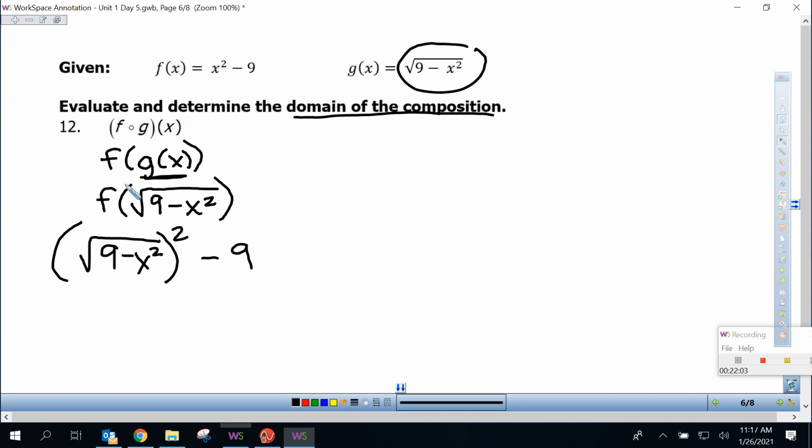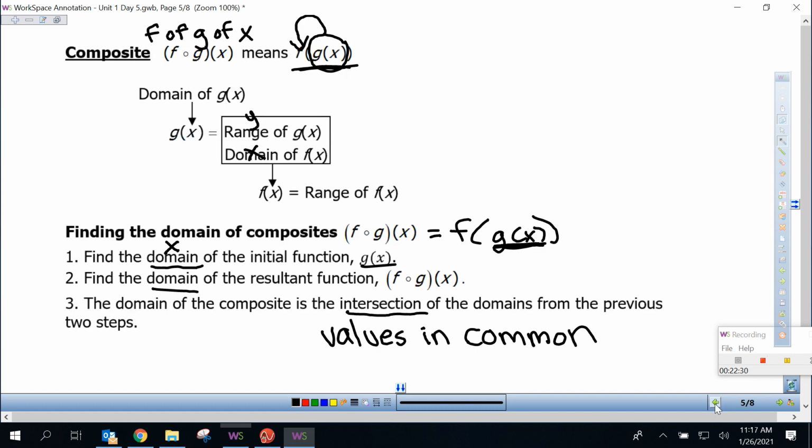Okay, so what happens when I square root? They cancel out. So this is just 9 minus x squared minus 9. Yes, sir? What do you mean? That's a little circle over here. If you see this little circle, it means f of g of x. So if you see that open circle, it's a composition. Now if it was a closed circle, then it would be multiplication.